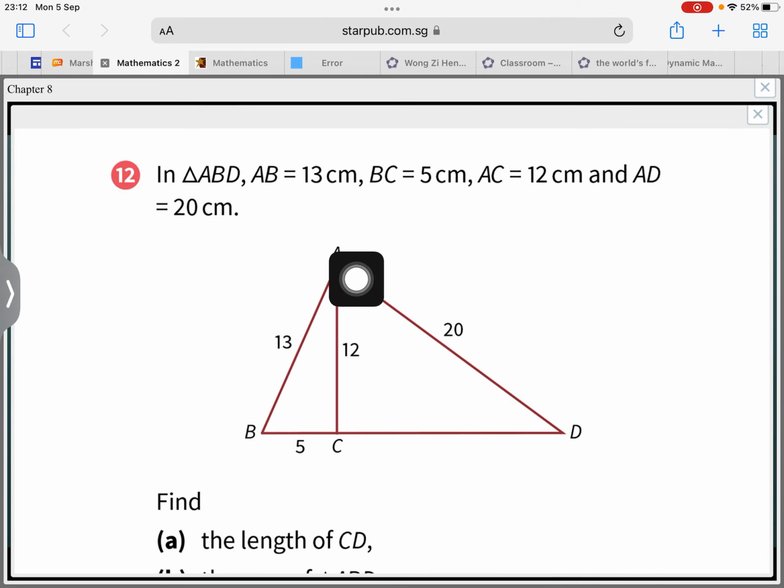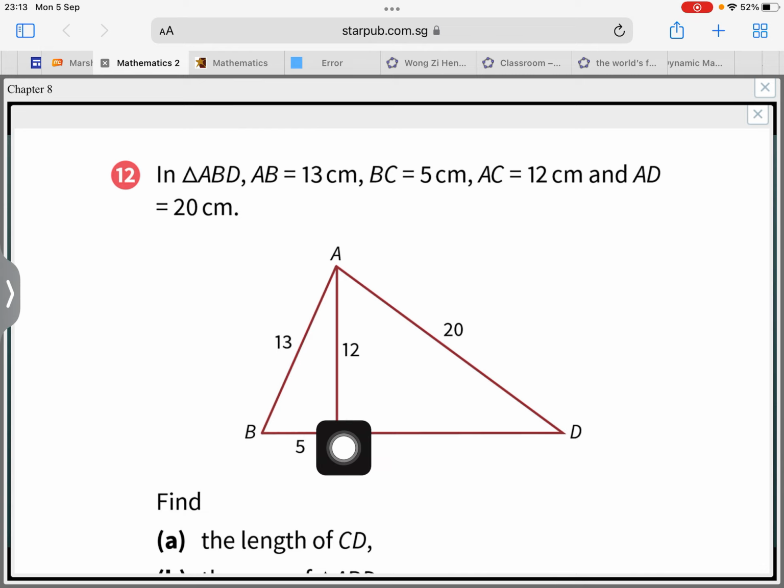In triangle ABD, AB is 13, BC is 5, AC is 12, AD is 20. Actually over here you can recognize that I have a Pythagorean triplet already. First, they ask you to find the length of CD. To find the length of CD, we need to find a right angle triangle. We are trying to assume that ACD is a right angle triangle, but do we know that AC is perpendicular to BD? It is not given to us that this is a right angle.